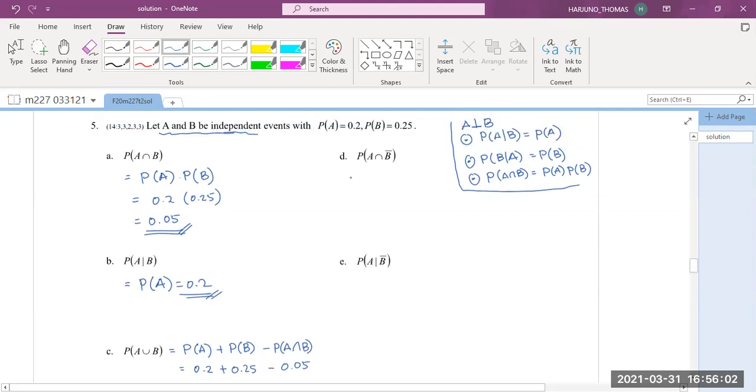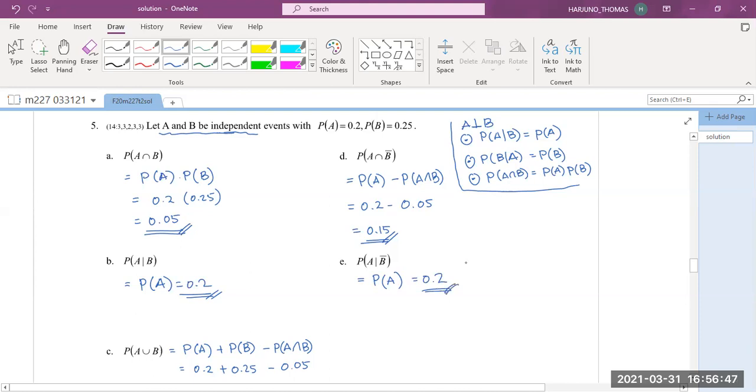What is the probability of A intersection not B? That's the probability of A minus the probability of the intersection. The probability of A is 0.2, the probability of the intersection is 0.05, so the difference is 0.15. Okay, now what is the probability of A given not B? Again, because A and B are independent, the probability of A knowing B does not happen is the same as the probability of A only, that is 0.2.